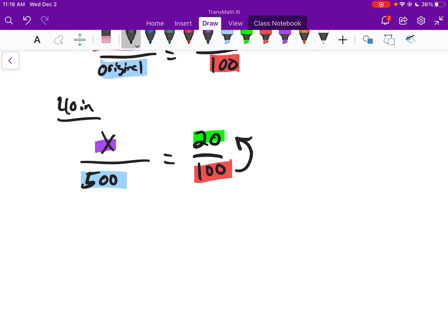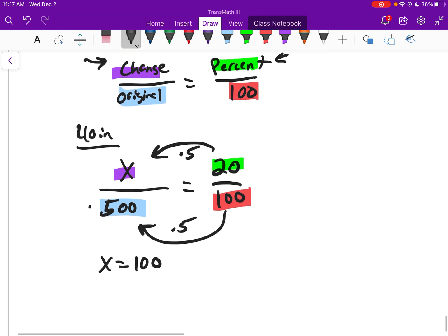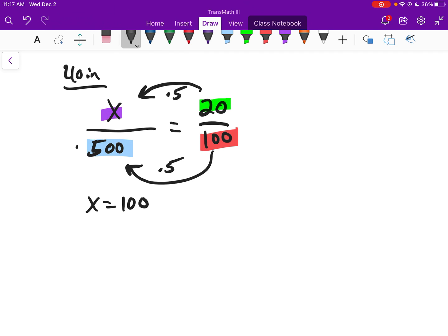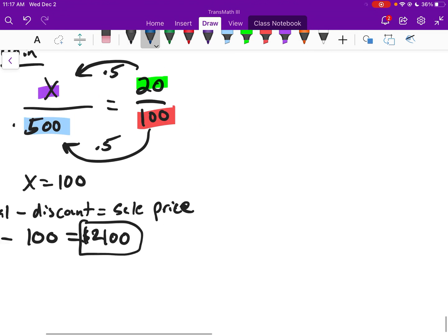Okay, so in this case, now here's an easier way. I would go horizontal. I know 100 times 5 is 500, so 20 times 5 gets me 100. Now remember, that's the change in price, so that is my discount. And to figure out the sale price, you're taking the original minus the discount is equal to the sale price again. So for this one, we got 500, which was the original price, minus the discount of $100 for a sale price of $400. So that is the sale price for the 40-inch TV.